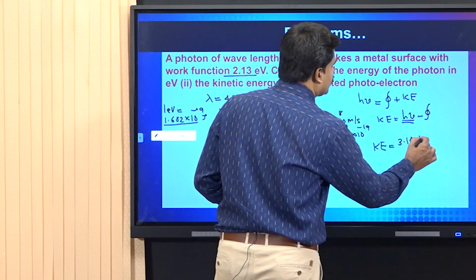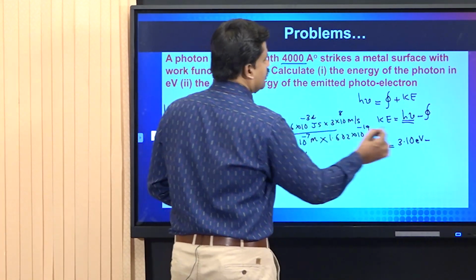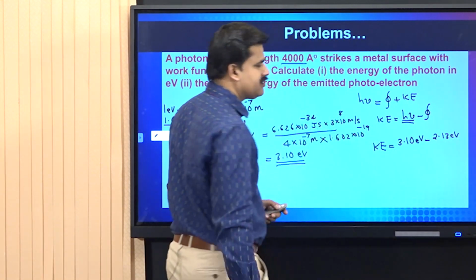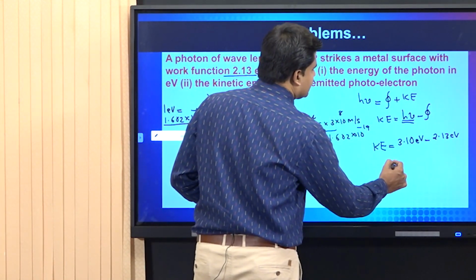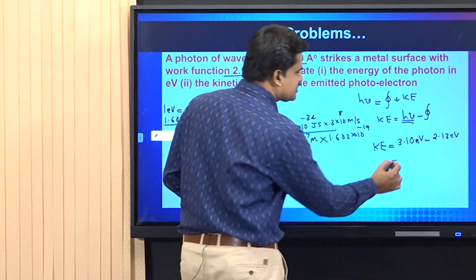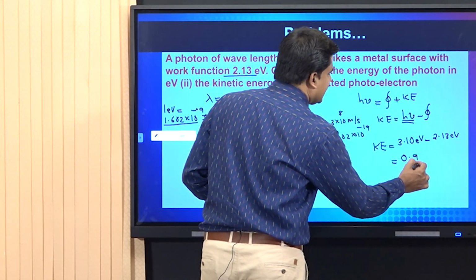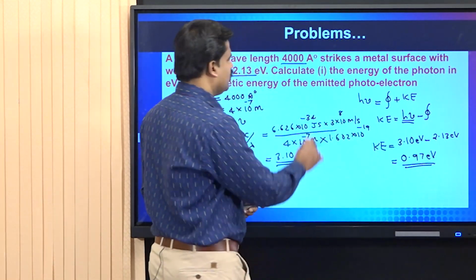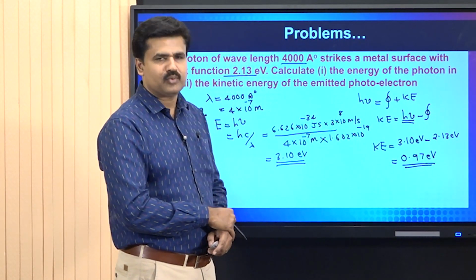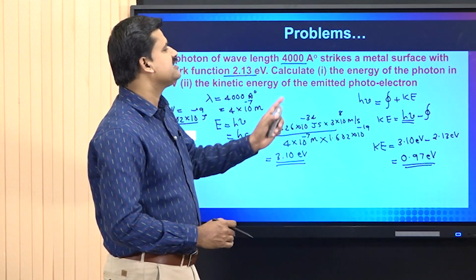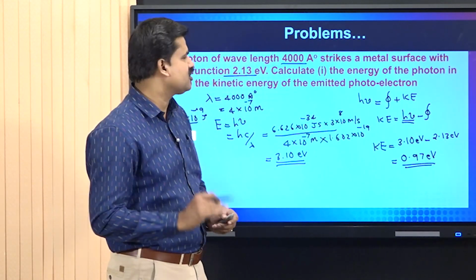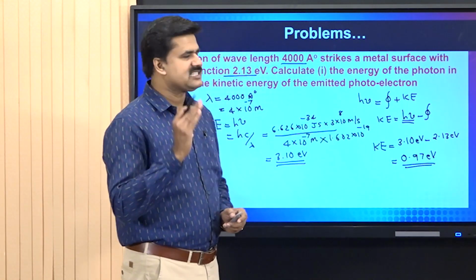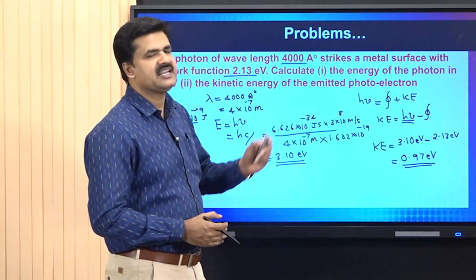3.10 electron volt minus 2.13 electron volt. Thus, we will get the kinetic energy value as 0.97 electron volt. This is about the second part of the problem. Thus, Einstein's photoelectric equation is very important: h nu is equal to phi plus kinetic energy, that is, work function plus kinetic energy.